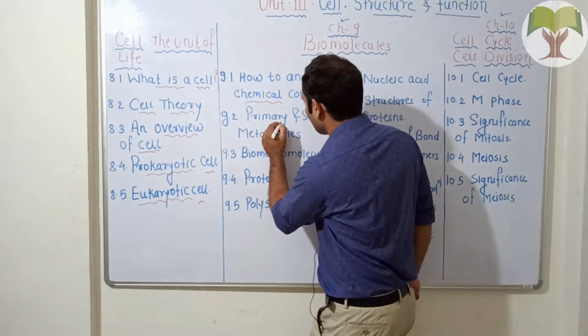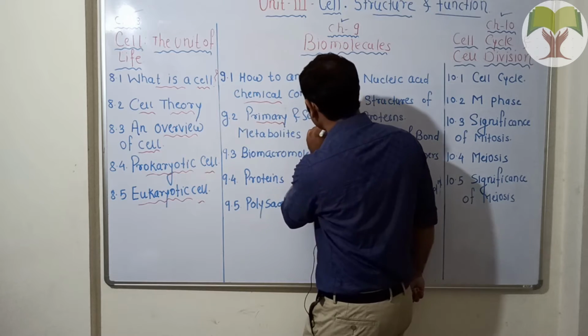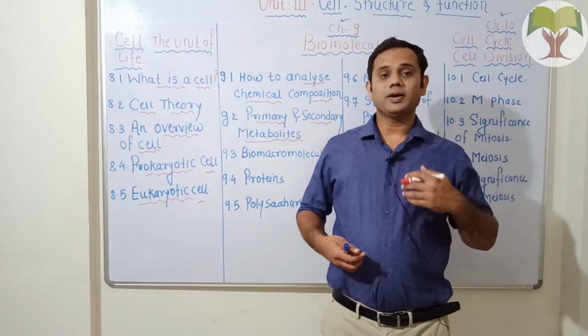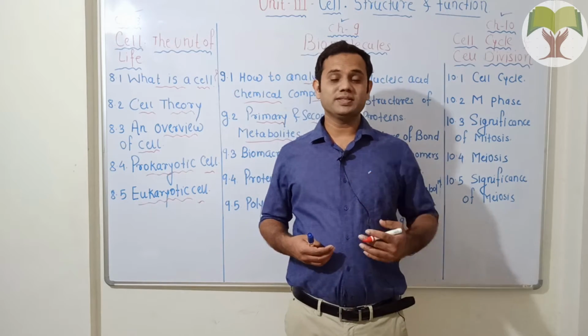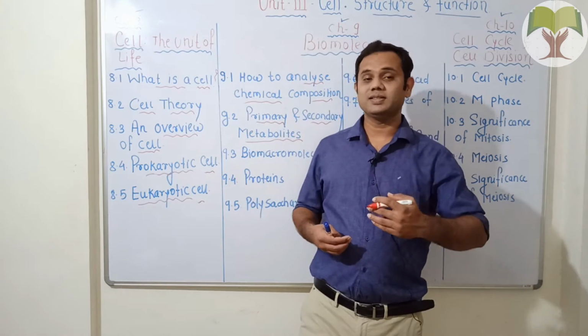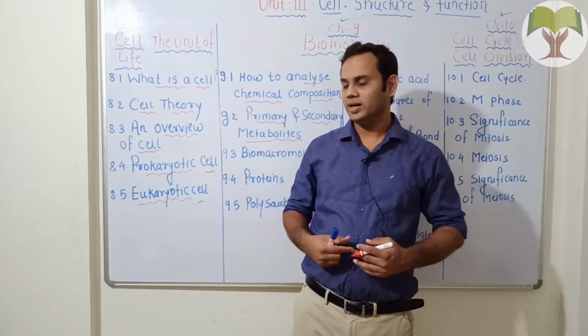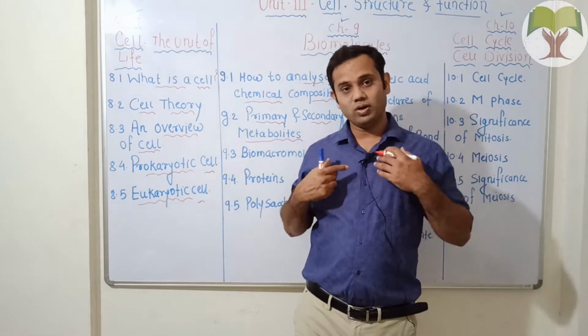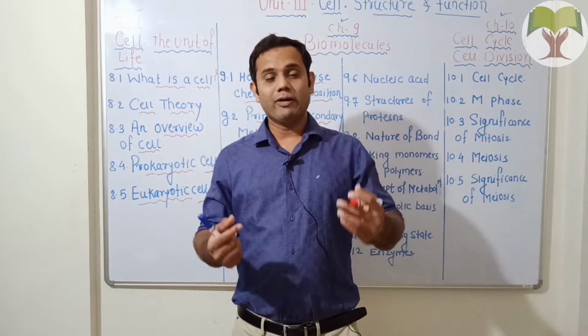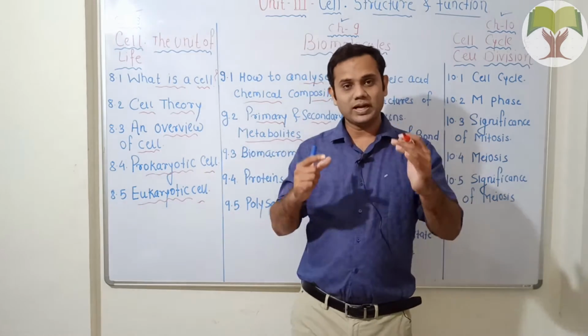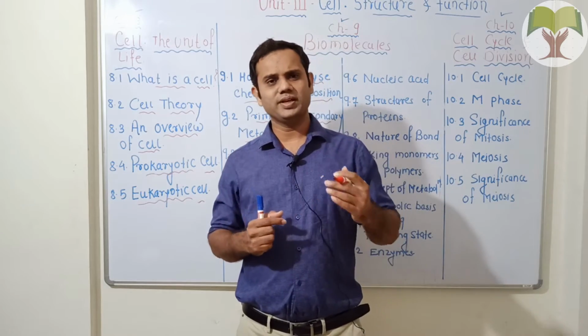In the second point, what are the primary and secondary metabolites? You know that proteins, carbohydrates and fats are called primary metabolites because they are directly involved in the growth and development of that organism. So these are called primary metabolites. That again we will study in detail.